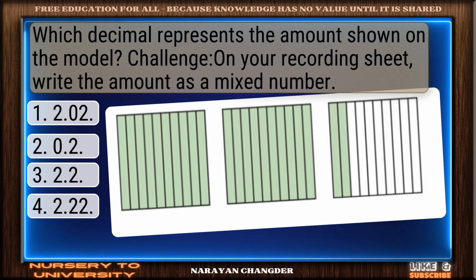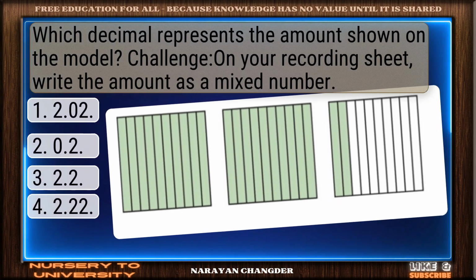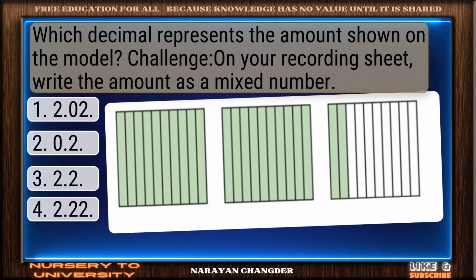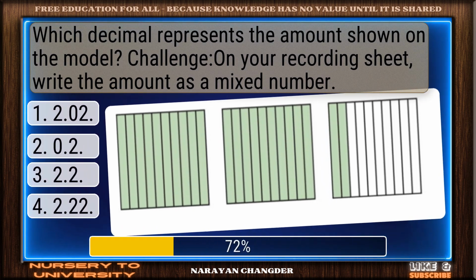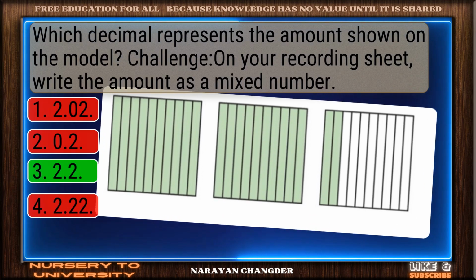Which decimal represents the amount shown on the model? Challenge. On your recording sheet, write the amount as a mixed number. Good thinking. 2.2 is the right answer.